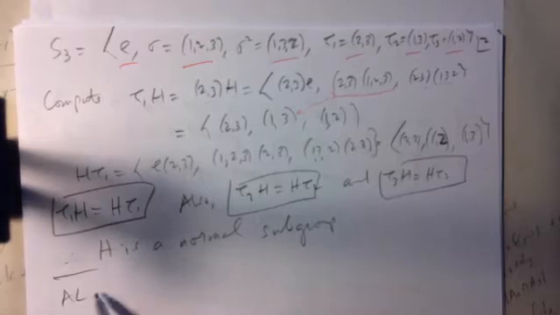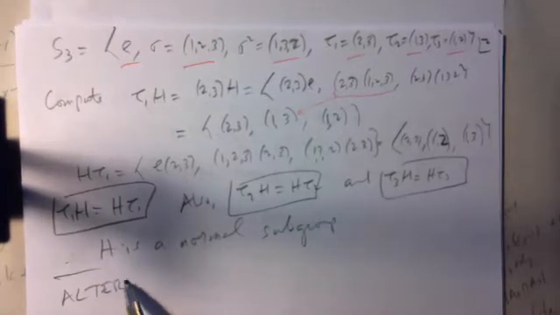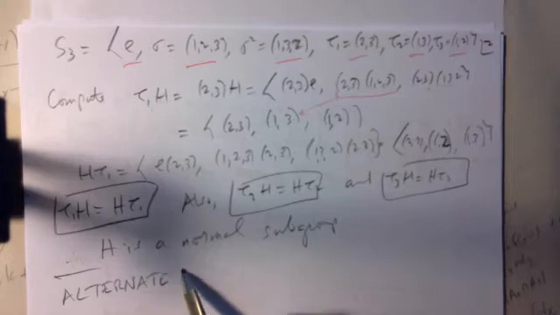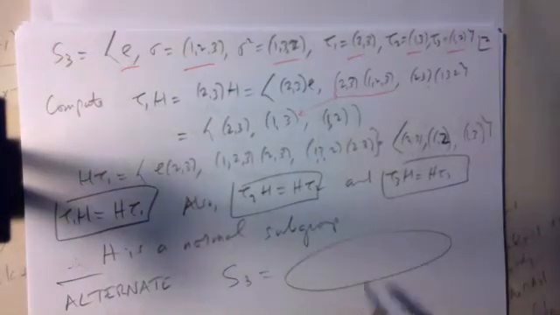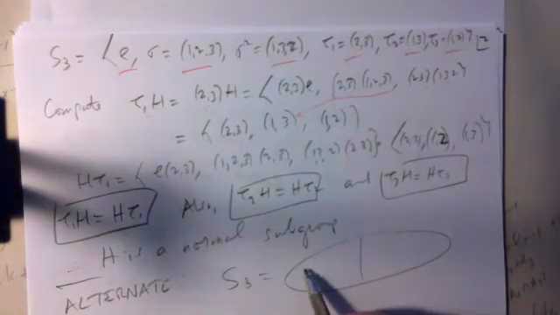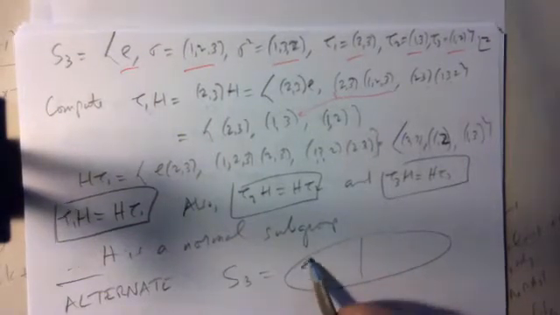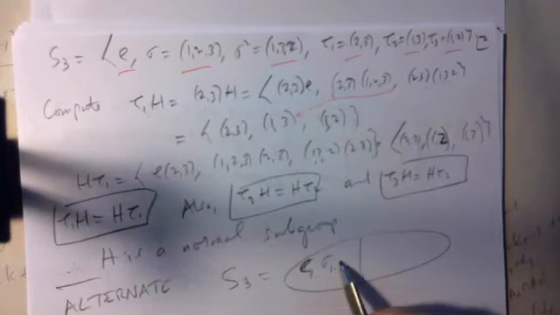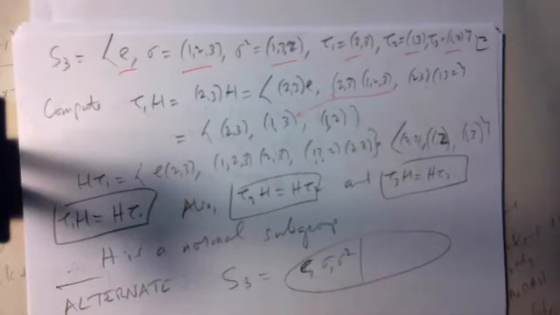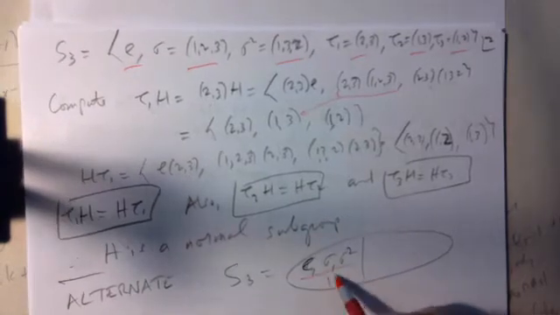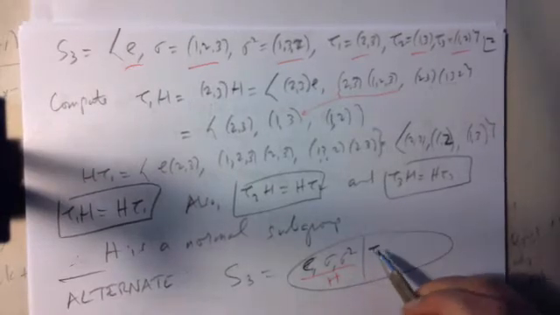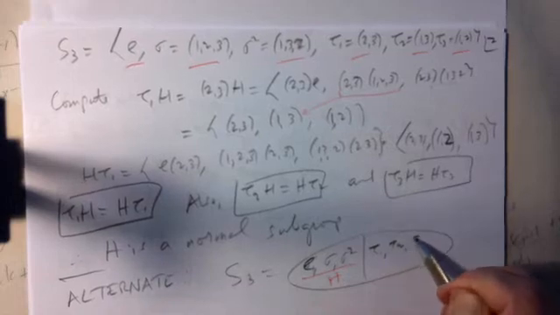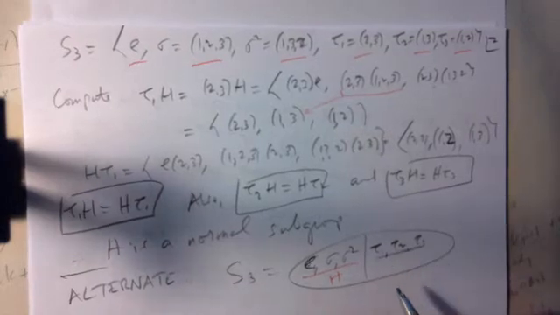An alternate proof is the following. The group S3 contains 6 elements. You have E, sigma, and sigma squared. This is H. And the other 3 elements are the 3 transpositions, tau 1, tau 2, tau 3.